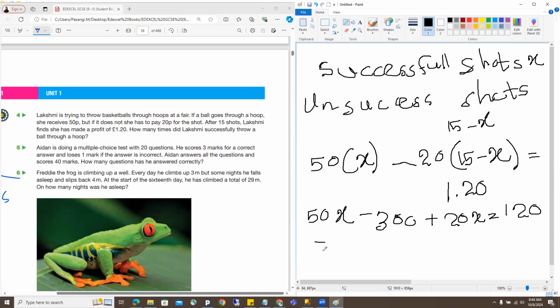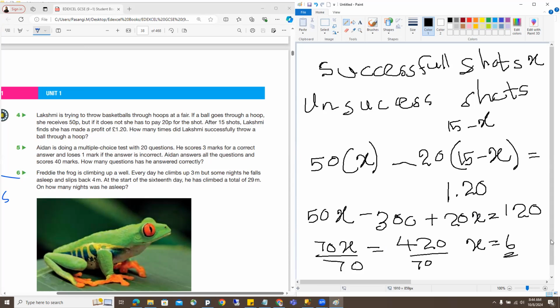If I consider these, 70x is equal to 420. Then we have to divide both sides by 70. That means x is equal to 6. x is equal to 6.